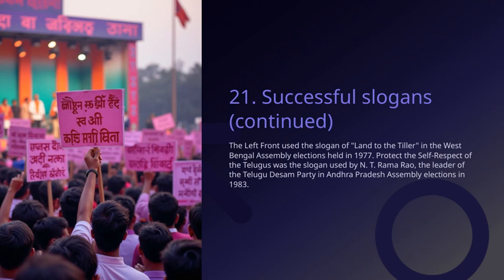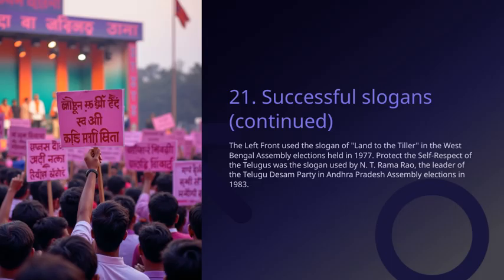In 1977, the Left Front adopted the slogan, Land to the Tiller, for the West Bengal Assembly elections. This slogan was powerful because it directly addressed agrarian issues and promised to empower farmers by giving them ownership of the land they worked on. It really captured the essence of their political agenda and connected with the rural population.